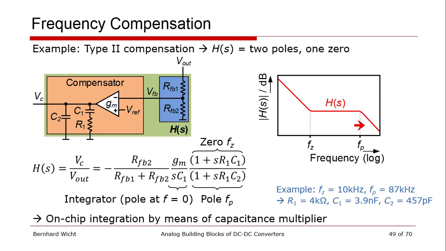Now let's assume we have required FZ and FP frequencies. Do the calculations, and we come to quite large capacitor values, in this example roughly 4 nanofarads. Now the question is, how do we implement it? You can place them externally, but more and more products nowadays require those components inside the IC, so that users do not need to bother with all these equations and transfer functions and stability and so on.